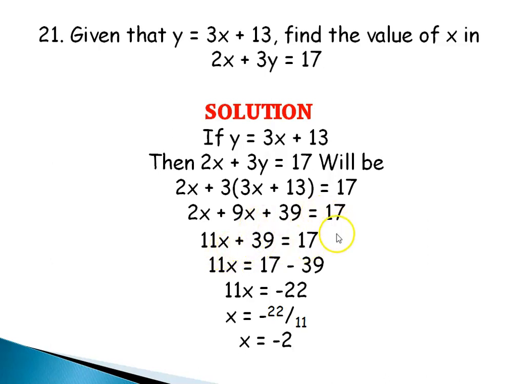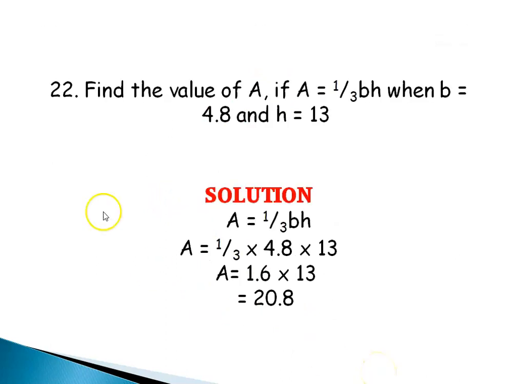Then I'll bring my 39 to this other side. 11x is 17 minus 39. 17 minus 39 is minus 22. 11x is equal to minus 22. Now divide both sides by 11. 11x divided by 11 is x. Minus 22 divided by 11 is minus 2. So the value of x is minus 2 in this equation. Is that taken? Good. The next question.